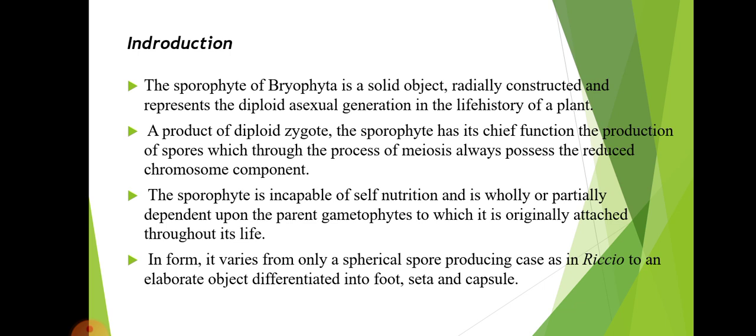The sporophyte is incapable of self nutrition and is wholly or partially dependent upon the parent gametophyte to which it is originally attached throughout its life. In form, it varies from only a spherical spore producing case, as in Riccia, to an elaborate object differentiated into foot, seta, and capsule.